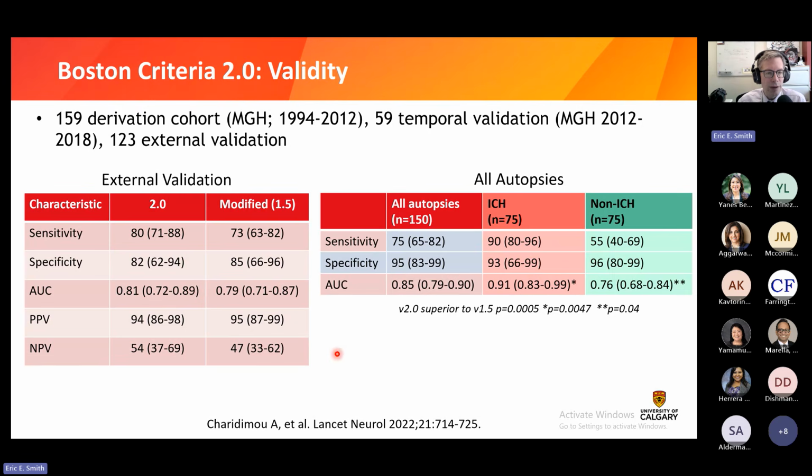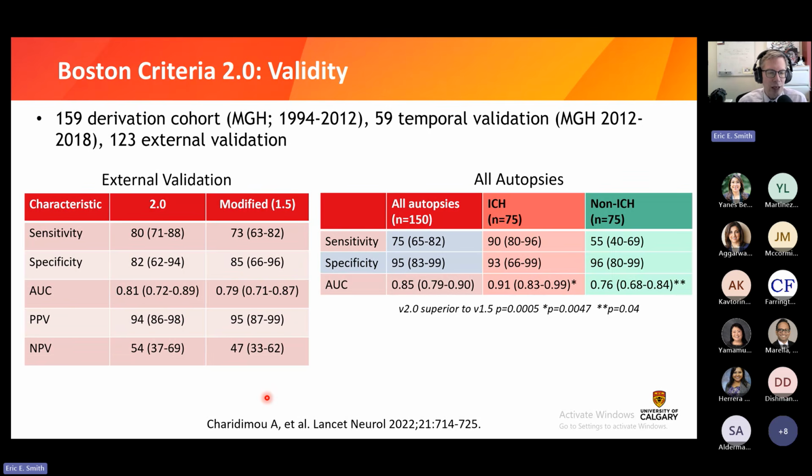Sensitivity 80%, specificity 82%. AUC is 0.81, with a high positive predictive value of 94%. So I guess that's the nice thing about the criteria for probable CAA. When people meet the criteria, they are very likely to have CAA, right? The limitation in the diagnostic accuracy is more when they don't meet the criteria. According to the autopsy validation study, some of the patients still had CAA.